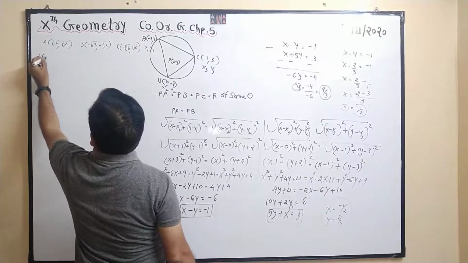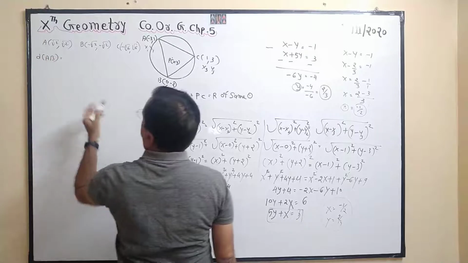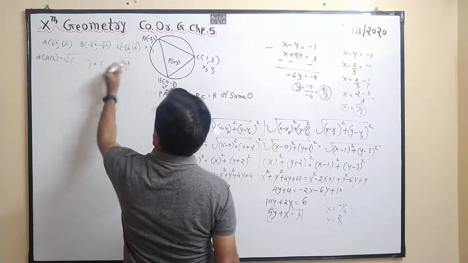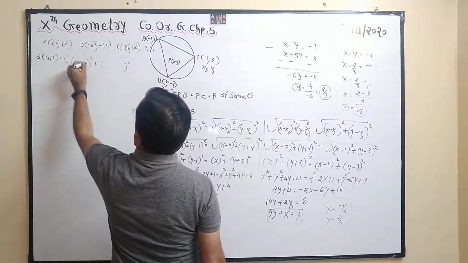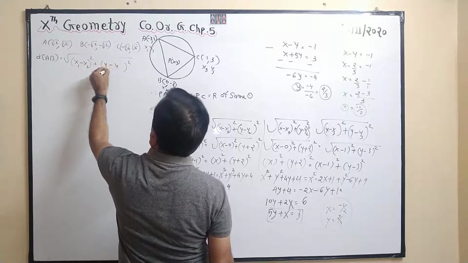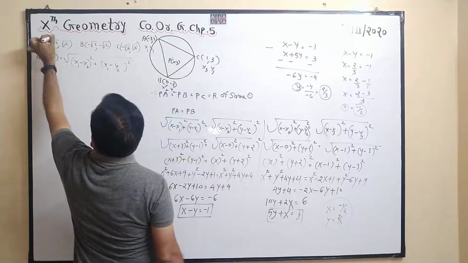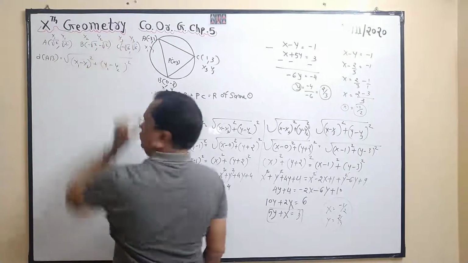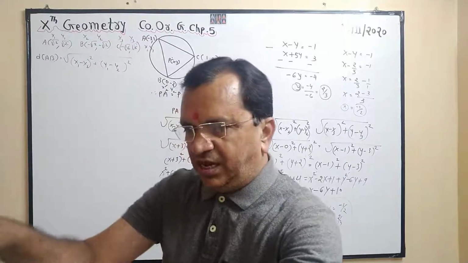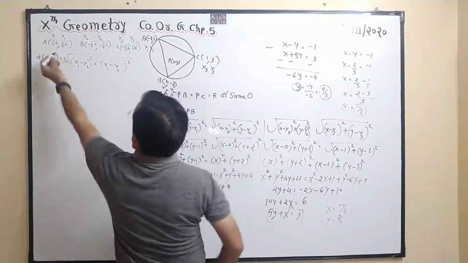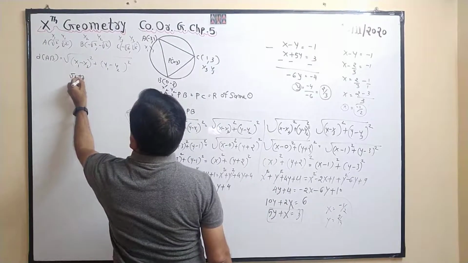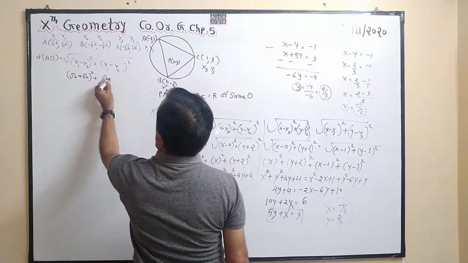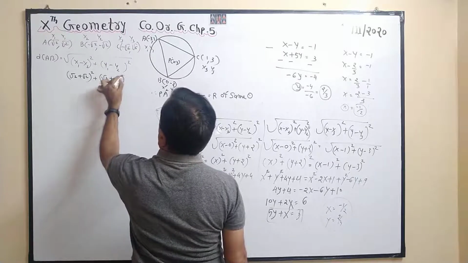So distance AB is equal to the square root of (x1 minus x2) squared plus (y1 minus y2) squared. This is x1, y1, x2, y2, x3, y3. Correct. Now this minus this, so root 2 plus root 2, because minus minus plus. Again root 2 plus root 2.